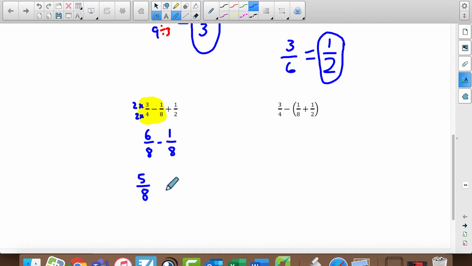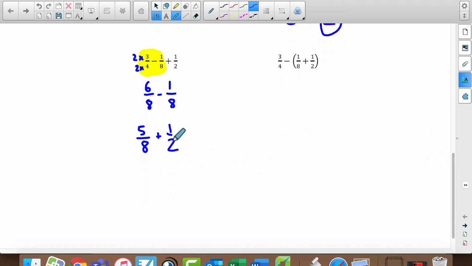So now what we're going to do is we're going to add the 1/2. Okay, we're adding. That was last day's video. We need common denominators again. Common denominator of 8 and 2? 8. So the first one's good with the 5. The second one, what do I have to multiply 2 by to get 8? 4. Do the same to the top. You get 1 times 4, which is 4.